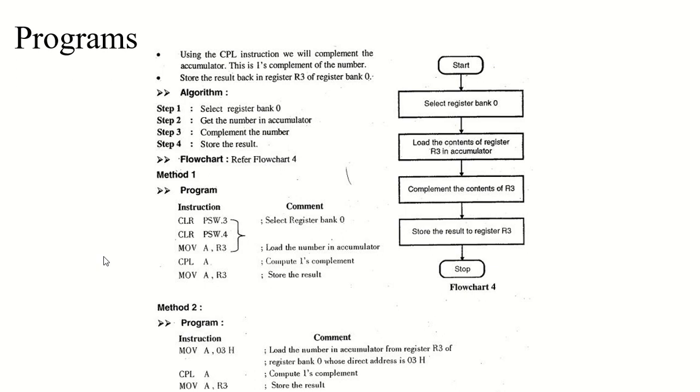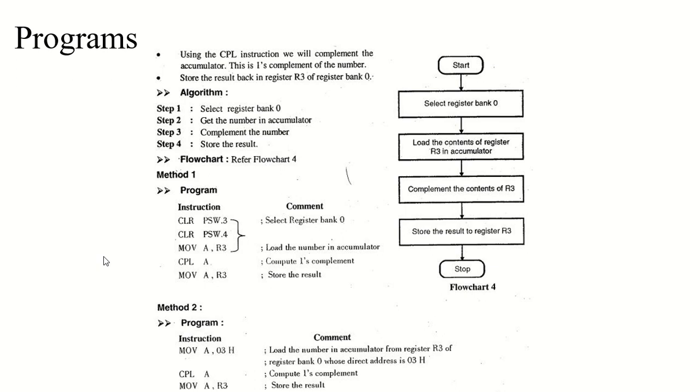So what would be our algorithm? Step 1 will be selecting register bank 0. First we have to select the register bank. Second, we have to store the number in the accumulator. Third, we have to find the complement of the number, and fourth, we will have to store that result. But store the result where? Store the result in the R3 register.